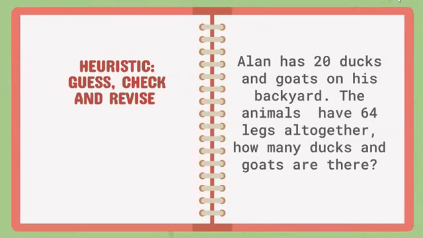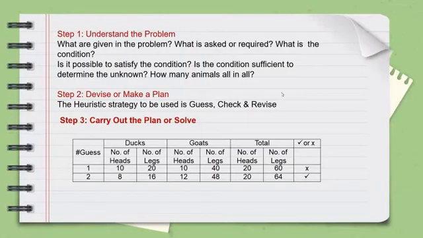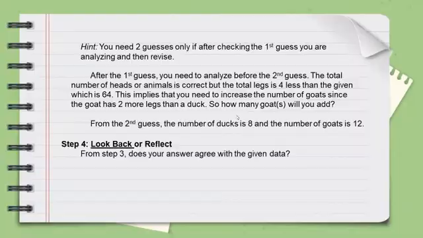Okay, may answer na? Trixie Andres, 12 goats and 8 ducks. Let's see. Okay, we are given a problem. What's asked or required? What's the condition? Okay, meron pang isang 12, si Trixie 12. So let's see. You can carry out the plan. You can check and revise. So the answer is ducks is 8 and the number of goats is 12.